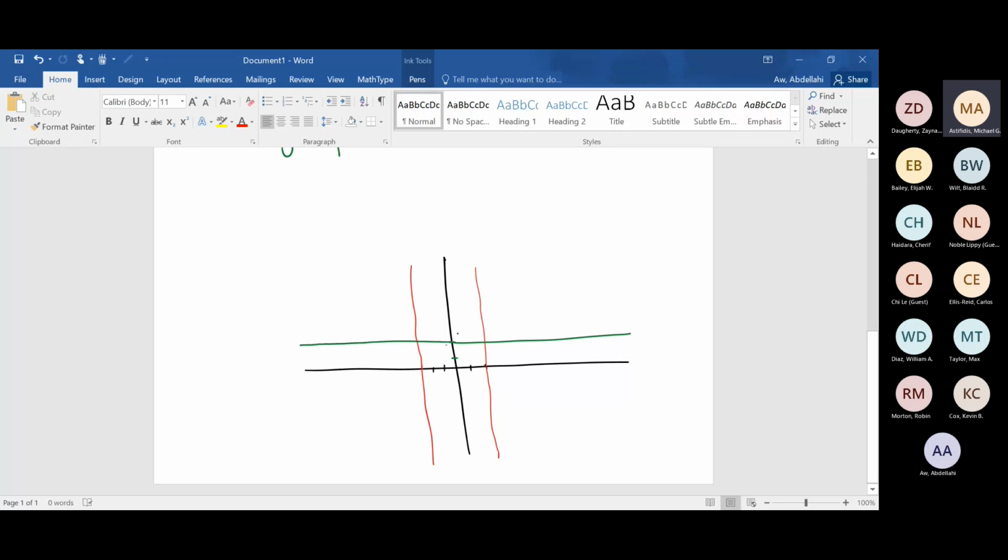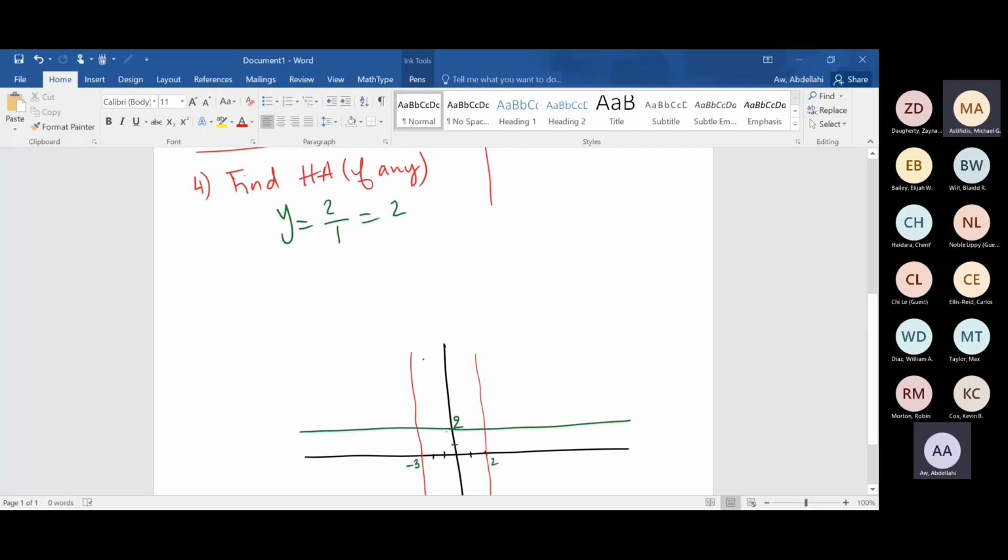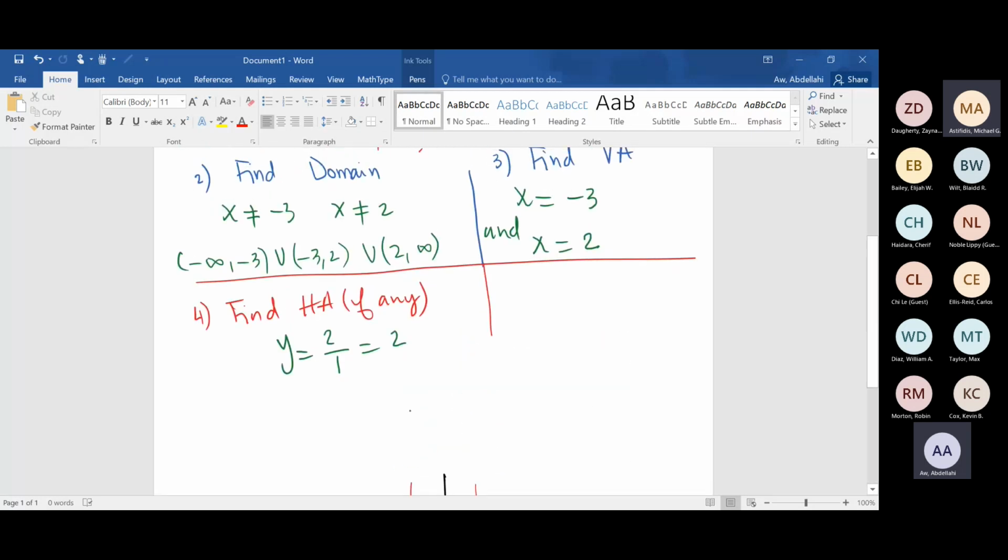Right? That is the horizontal asymptote. This is 2 here, this is -3, right? So now, the y-intercept, 5.